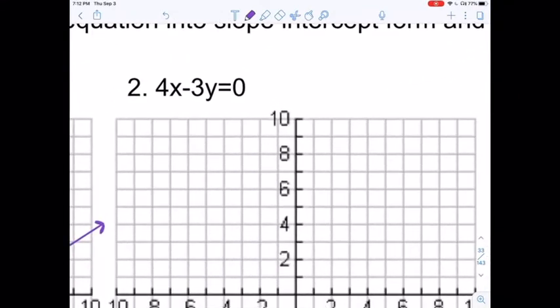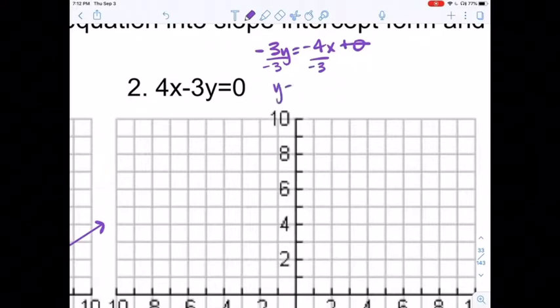All right, 4x is equal to negative 3y. Oh, sorry, 4x minus 3y equals 0. So I'm going to move over the 4x. Negative 3y is equal to negative 4x. You can leave that plus 0 out there, or you can just omit it. Divide everything by negative 3. So y is equal to 4/3 x plus 0.